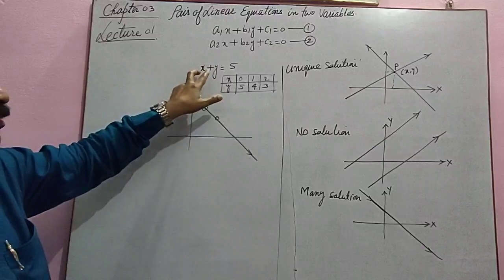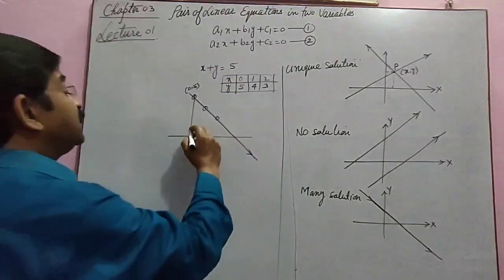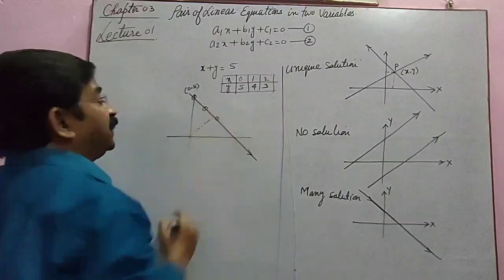This is the direction when the coefficients of x and y were 1 each. And this distance is 5 units from the origin. That is c.